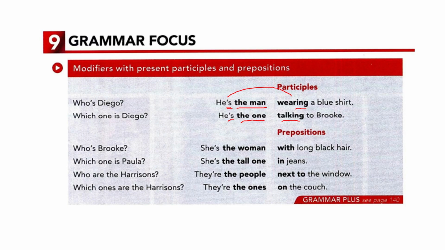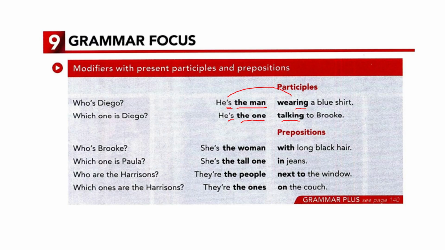He's the man wearing a blue shirt. Es el hombre que lleva una camisa azul. He's the one talking to Brooke. Él es el que está hablando con Brooke. Entonces, en inglés, estos verbos, cuando lo tenemos en esta función, no están hablando del presente continuo. Simplemente estamos hablando de un verbo en modo adjetivo para poder describir a alguien.